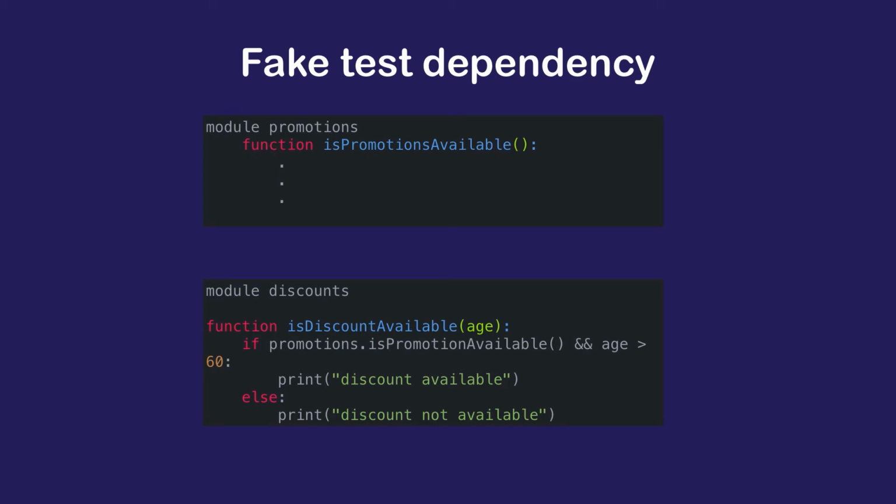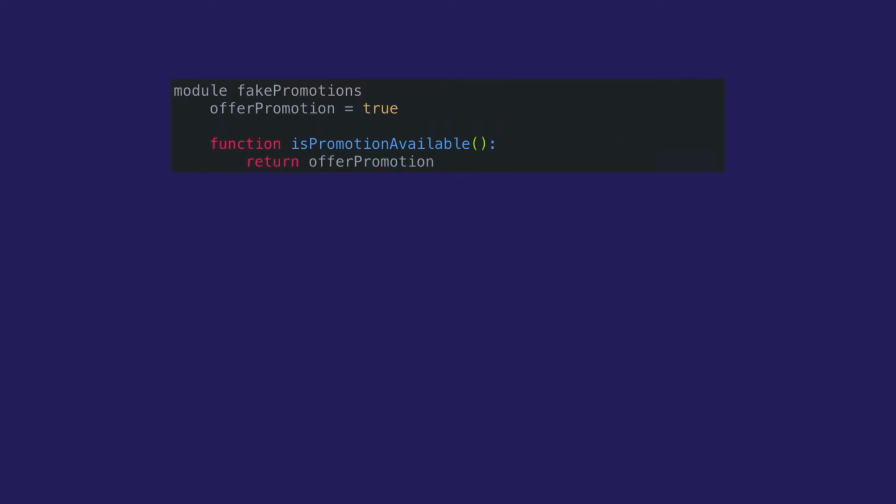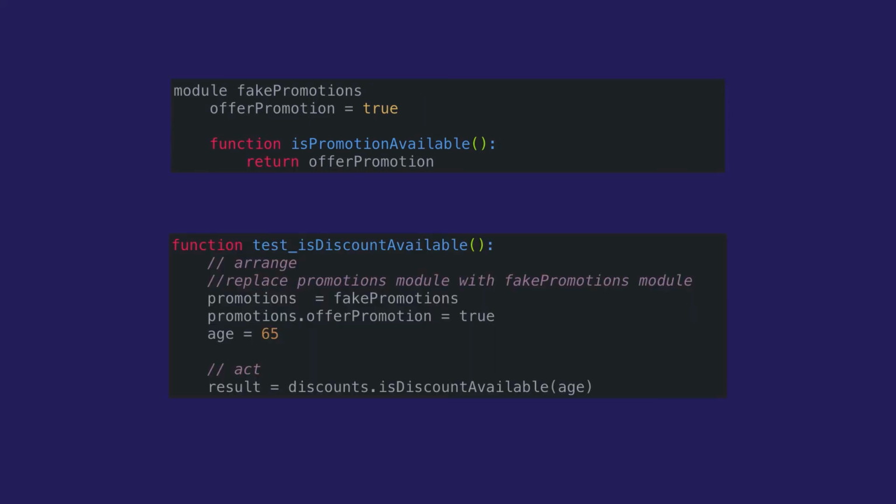The function which tells whether the promotion is available or not is defined in another module and we do not have control over its behavior. However, in order to test all the branches and the conditions of the is discount available function, we need to be able to control the result of the is promotion available function. So we first create a fake version of the is promotion available function in a fake promotions module with an option for us to control the result. Then we replace the promotion with the fake promotion inside the test.